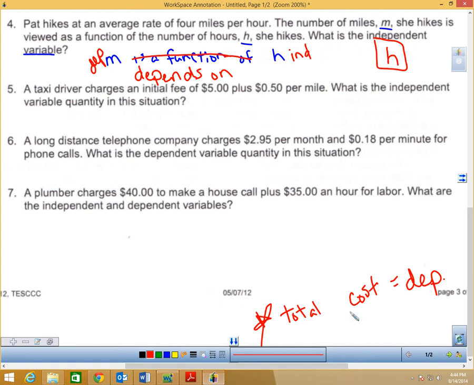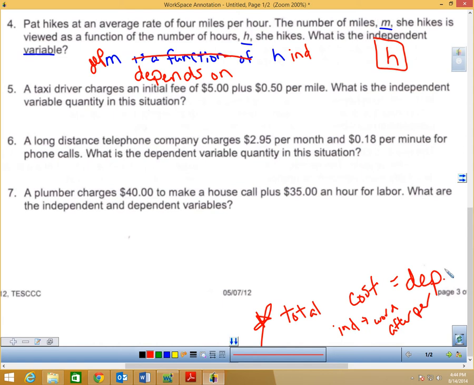Okay? Let's go ahead and write that down. Independent, word, after, per. Okay? Because that's what changes. That's what changes my total cost. If I go 1 mile, my cost is going to be a lot less than if I go 30 miles. Okay? So my cost depends on how far I go, or how many miles.